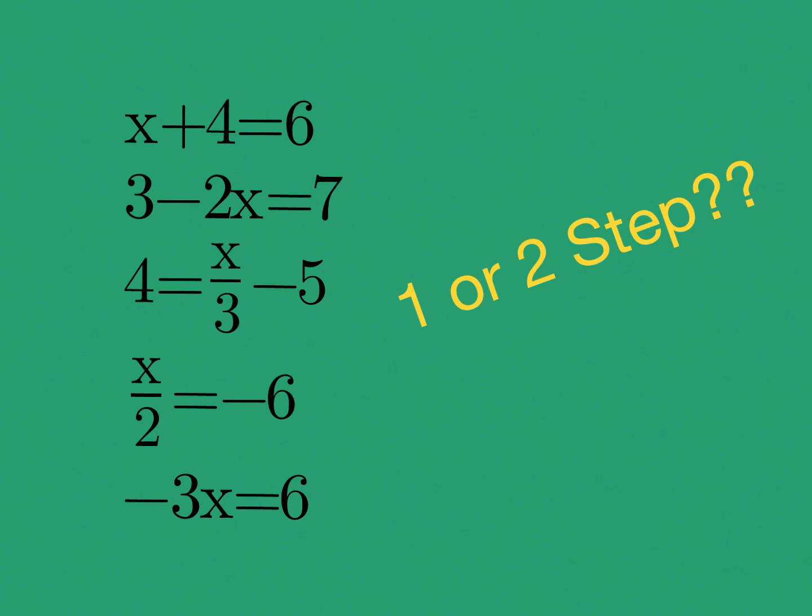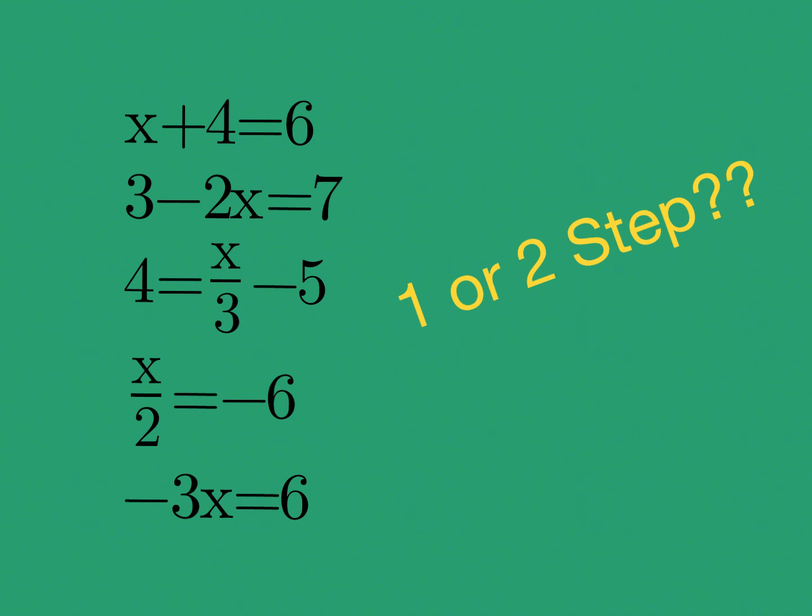So, again, just like we did the other day, on this first screen we're not going to solve these, but I want you to start looking at them and trying to tell if they're going to be one-step or two-step. So look at this first one here. X plus 4 equals 6. One-step or two-step?